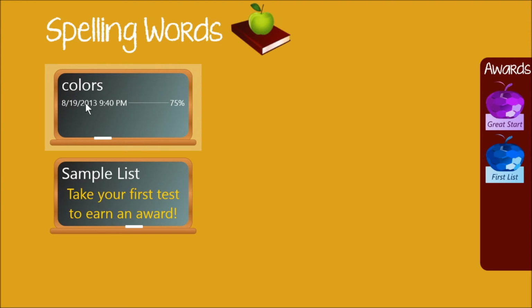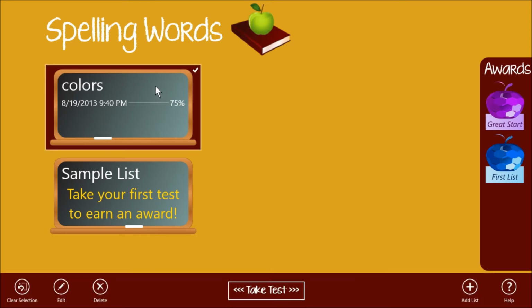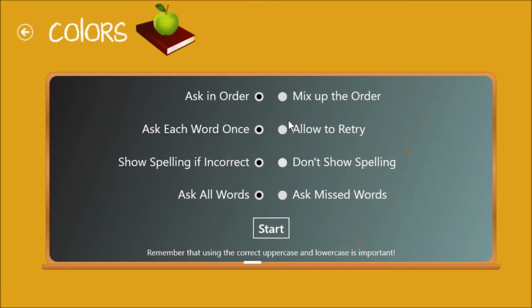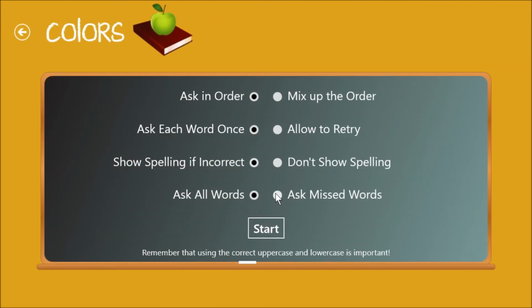Now you'll notice that the colors list actually tells me the date and time and my score. You'll see up to your last 3 scores, so that's a quick way of seeing how you're progressing. I will show you one other thing. If I want to take a test again, because I did get one word wrong last time, so now I have the option. There's this additional question down here. Do you want to ask all the words or just the ones you missed last time? So that's another way you can do this.